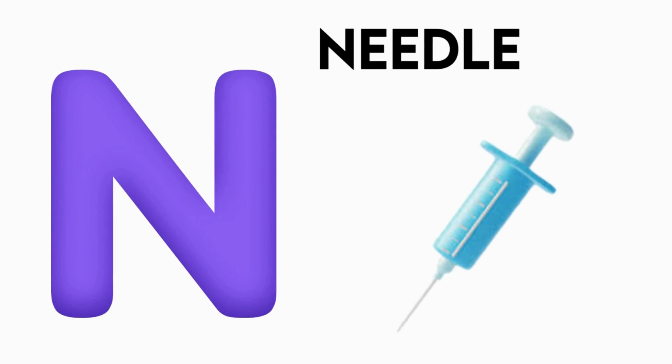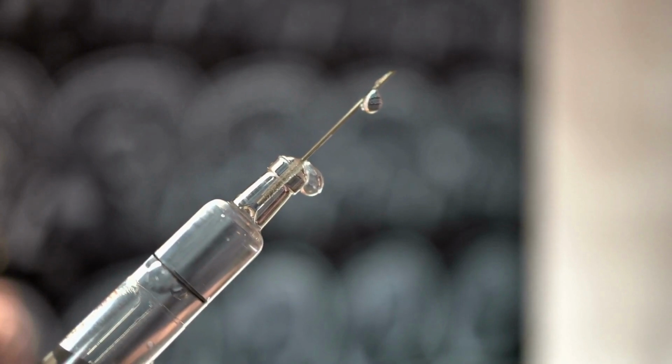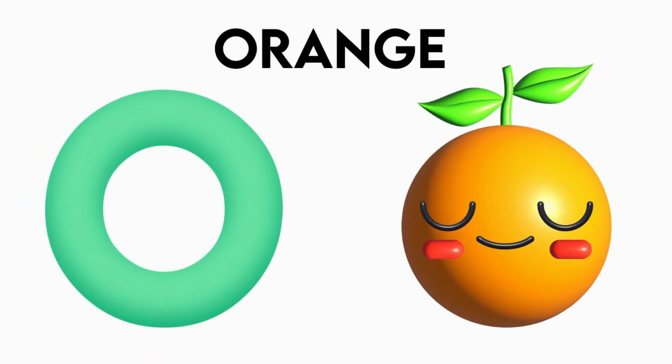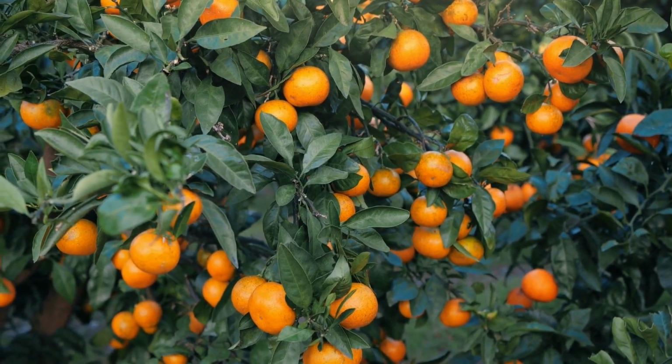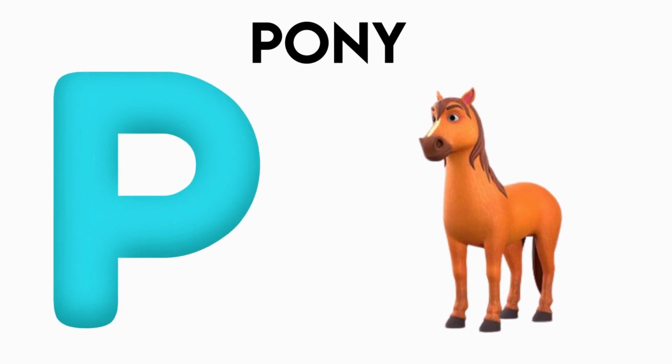N is for needle. Needle. And needle. O is for orange. Orange. Orange. Orange. P is for pony.